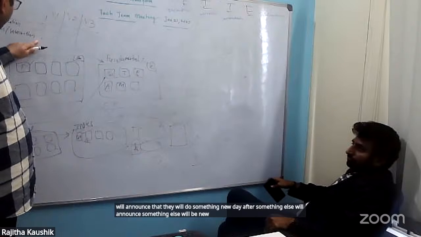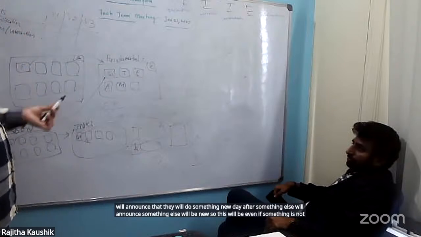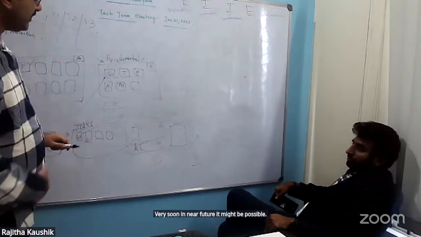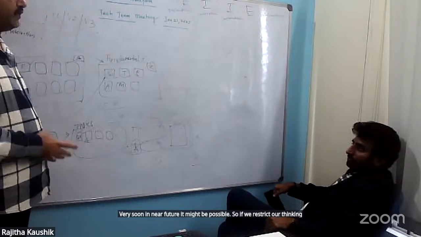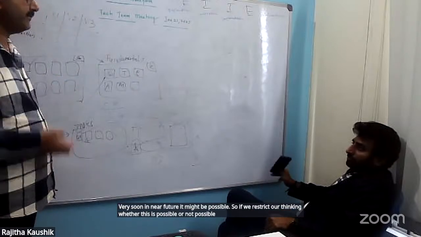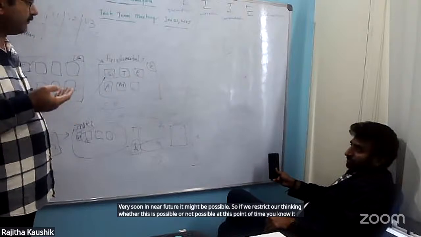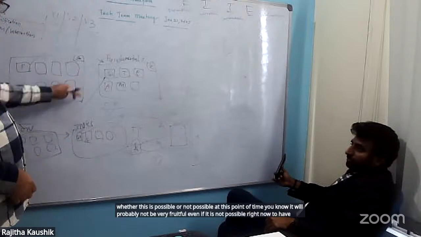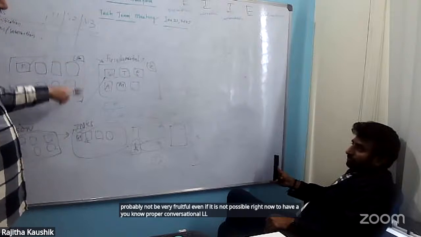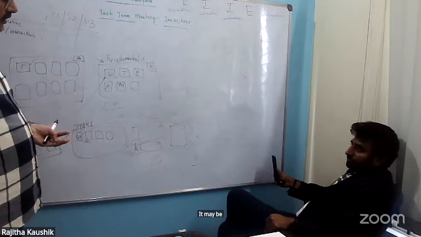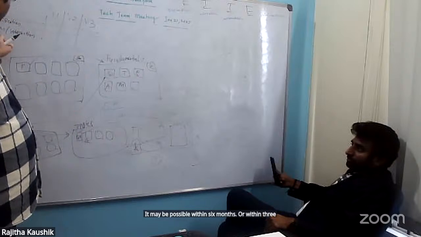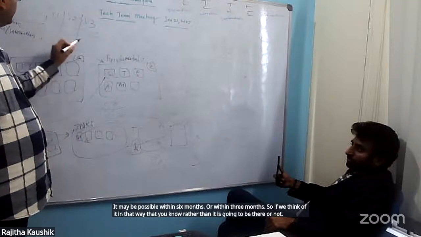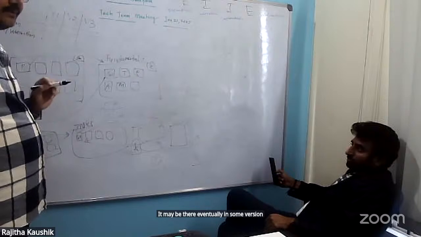So even if something is not possible today, very soon in the near future it might be possible. If we restrict our thinking to whether this is possible or not at this point of time, it will probably not be very fruitful. Even if it is not possible right now to have a proper conversational LLM within here itself, it may be possible within 6 months or within 3 months. So rather than asking whether it is going to be there or not, it may be there eventually in some version as soon as it is available.